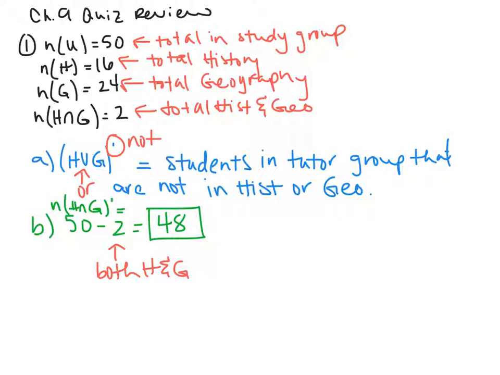Part B wants us to find the number of students who are in the complement of H intersect G. Complement again means not, intersect means and. So this is the number of students who are not in both history and geography. Well, they tell us up here that the number of students who are in history and geography is 2. So the total number of students in the whole group minus 2 is 48. So there's 48 students who are not in both history and geography.